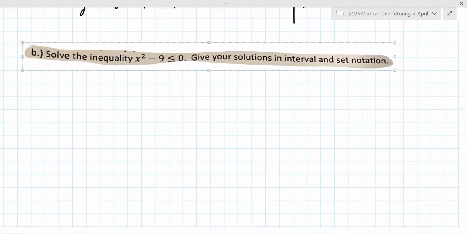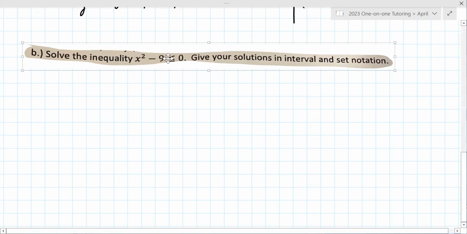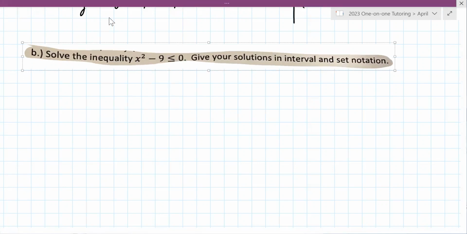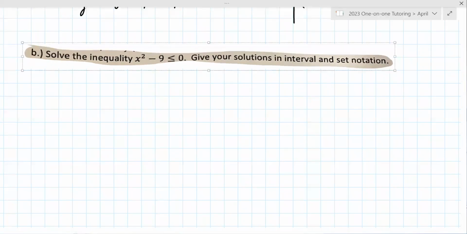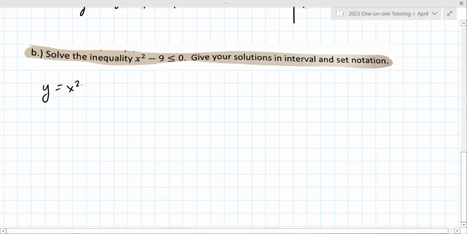So what I want you to see is that this x squared minus 9 less than or equal to 0 is like what we were doing. You were graphing y equals x squared minus 9. And what this part right here says is where is it at or below the x-axis.